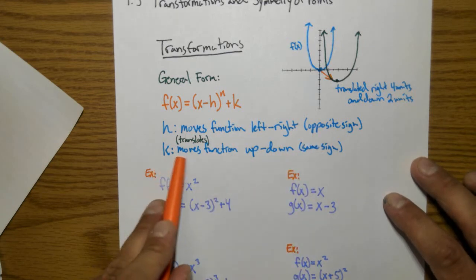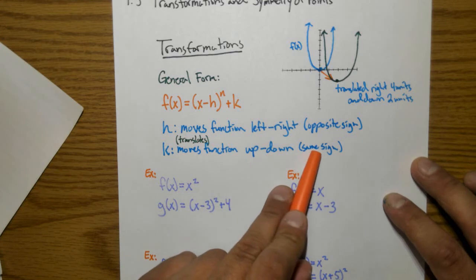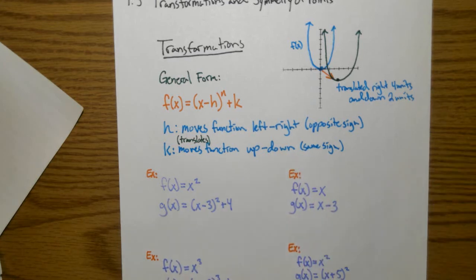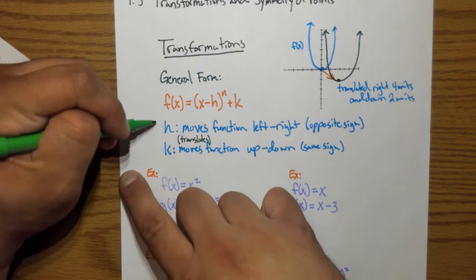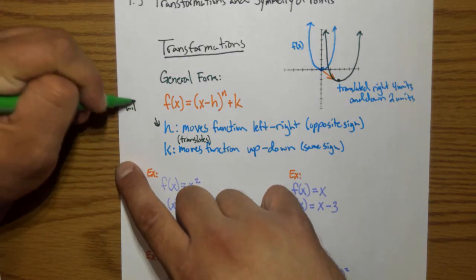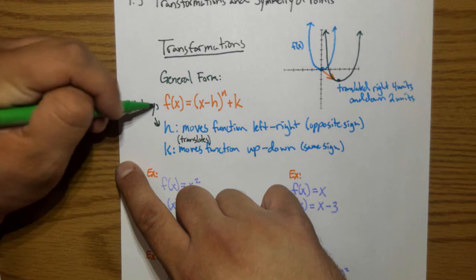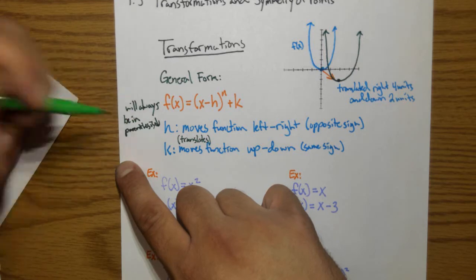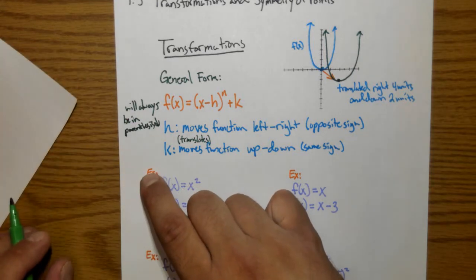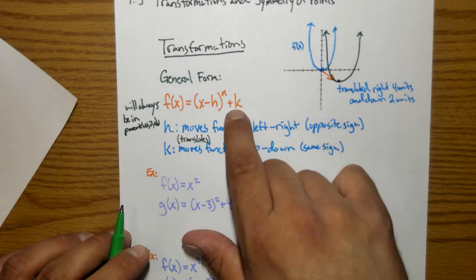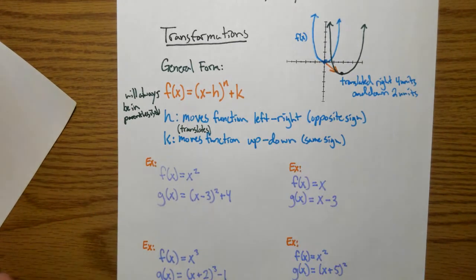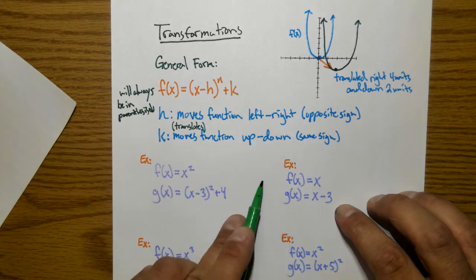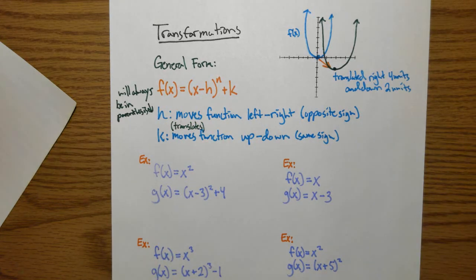K is a little more straightforward. It moves the function up and down, and it's the same sign. So a +2 would be up, and -2 would be down 2 units. And another little note, H will always be in parentheses. That's how you know what is an H and what is a K. An H will always be in parentheses. A K will never be in parentheses, okay? So if some of them look a little funky, where it doesn't exactly look like the general form, just note that if it's in parentheses, it's an H. If it's not in parentheses, it's a K.